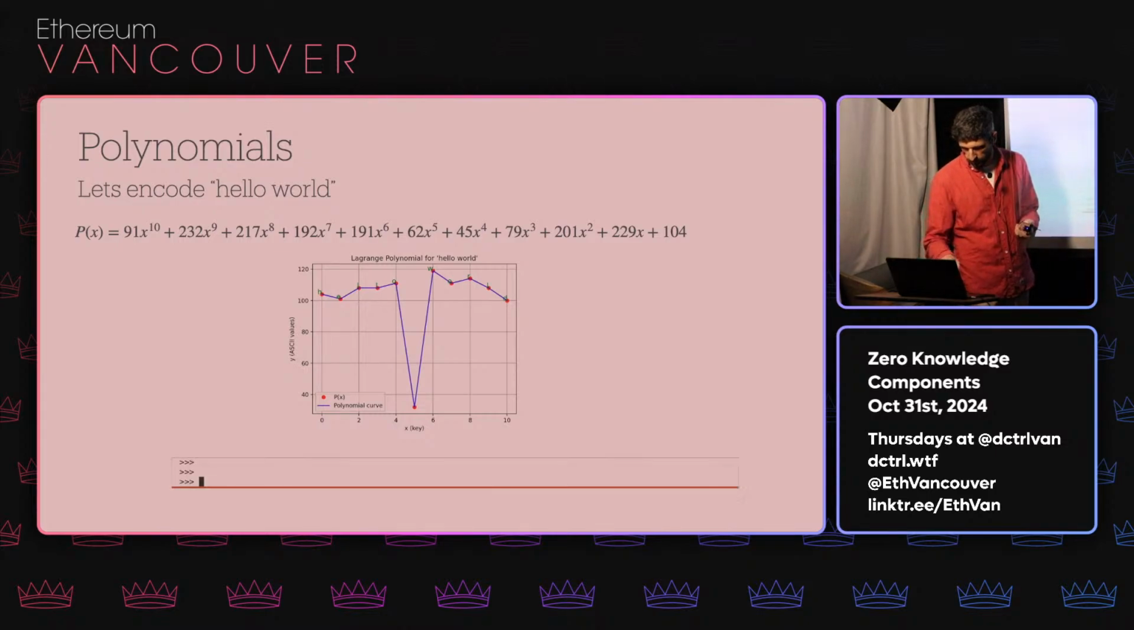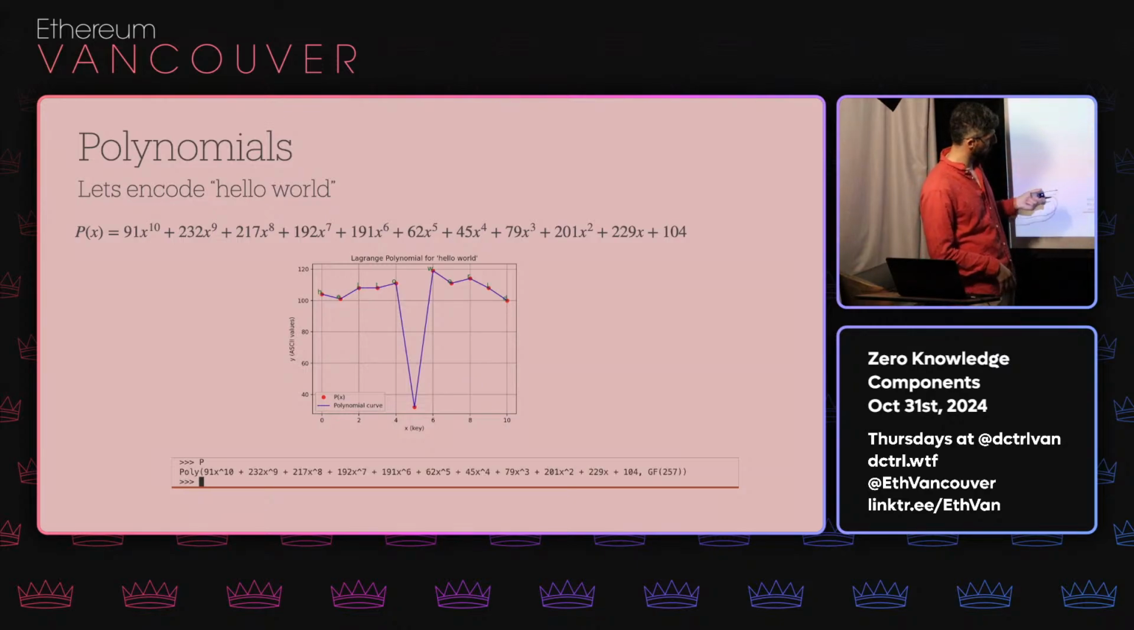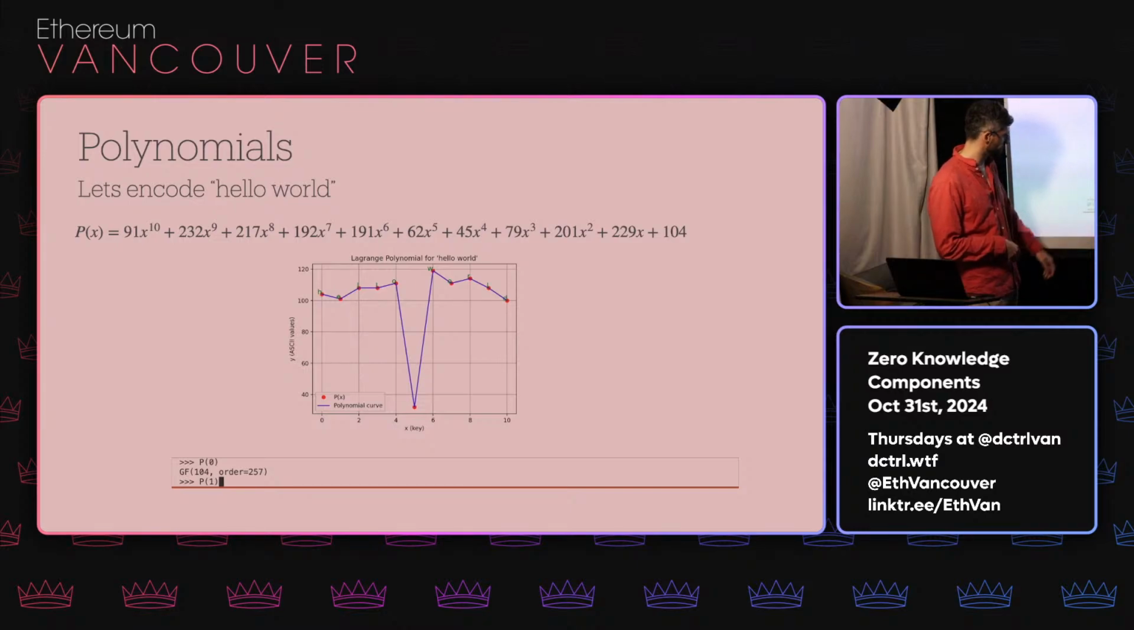And also we have a short example in Python showing how it works. We have a polynomial. We are trying to evaluate it at x equals 0, and we will get the ASCII code for the letter H. So you can think of a polynomial as something like a math equivalent of an array or map data structure, where you can use either an index or a key to get your value.